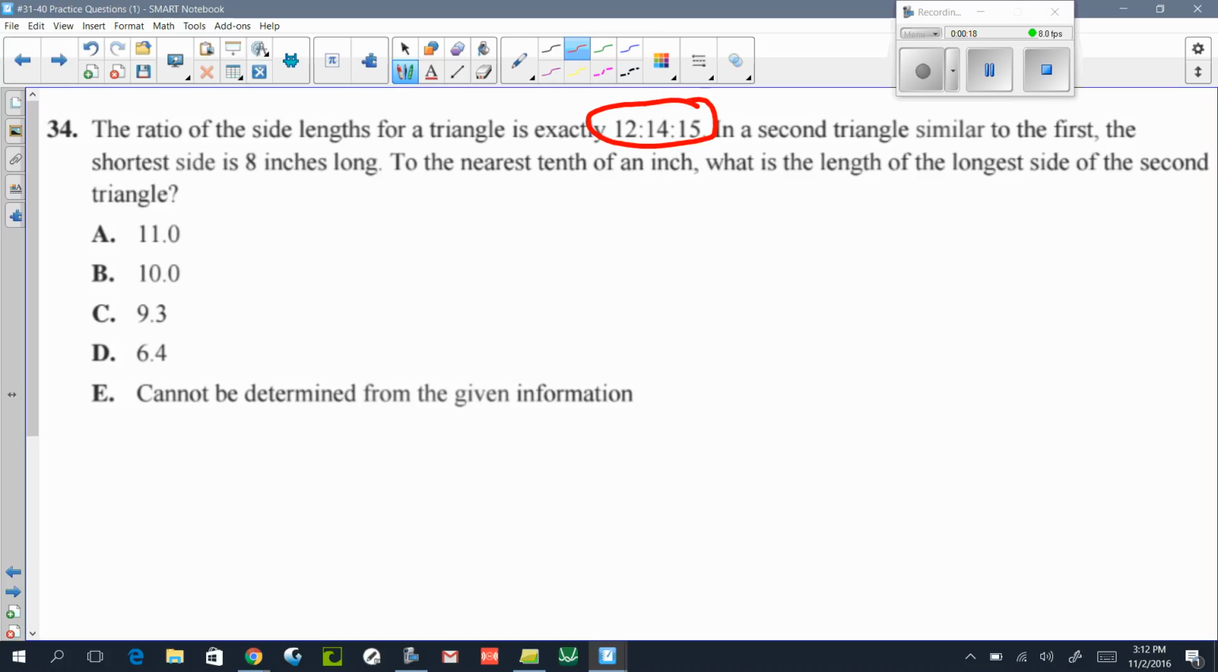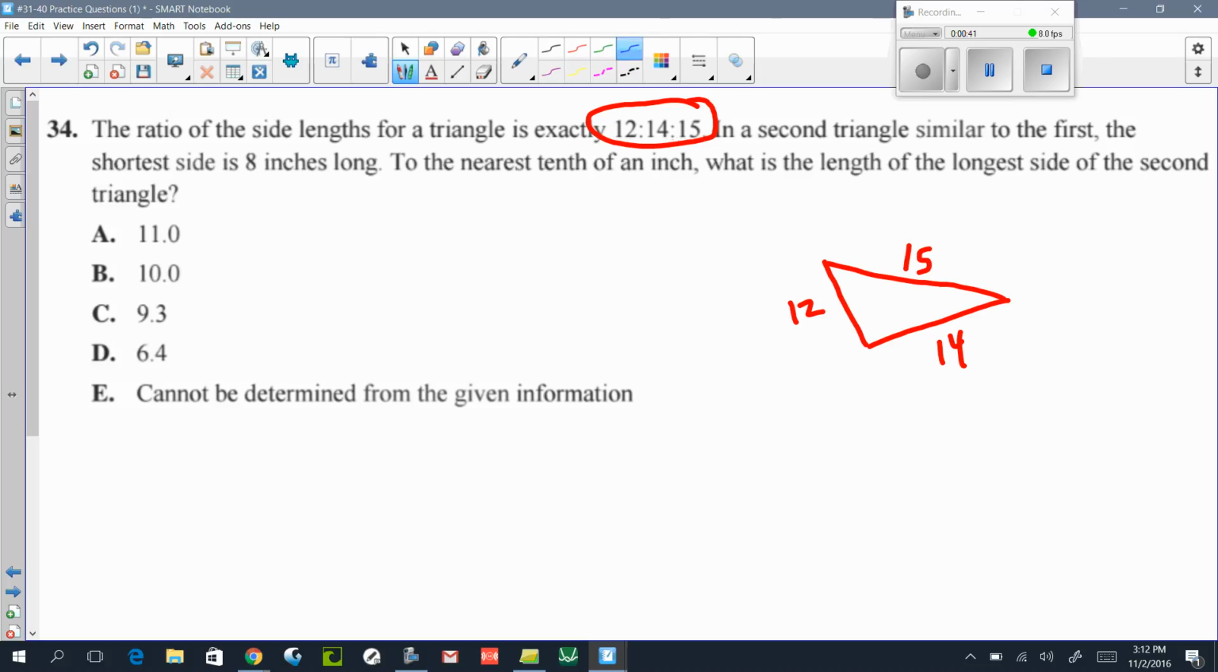Right here is the ratio for one particular triangle. If you really wanted to, you could draw a picture of this. All this is telling you is that the shortest side of a triangle would have to be 12, the next longest side would have to be 14, and the longest side would have to be 15. We don't necessarily know the shape of the triangle. We don't know if it's going to be a right triangle or an acute triangle or an obtuse triangle. We're not too worried about that right now.